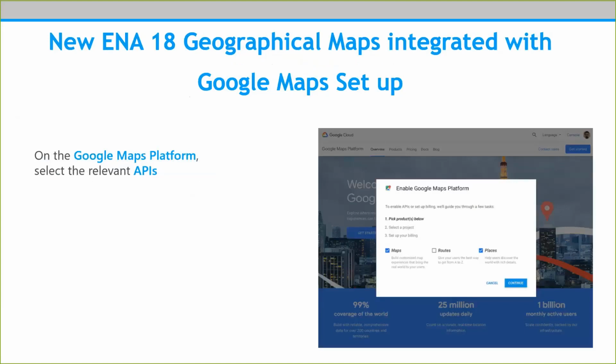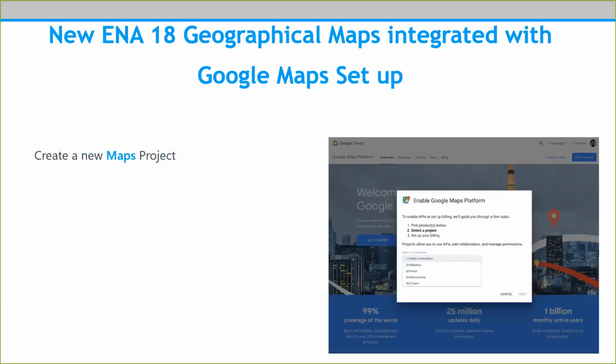First of all, you must log on to the Google Maps platform and then select the relevant APIs. Navigate to the Google Maps platform page and click on Get Started. This will open the Enable Google Maps platform dialog. Tick the Maps and Places boxes and then click Continue. The next step will be to create a new map project in the Select or Create Project field. We need to click on Create a New Project, then enter the name for the new project and click Next.